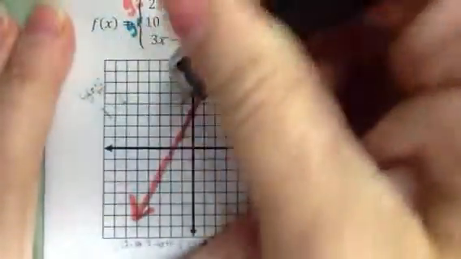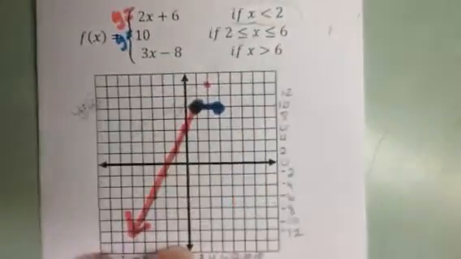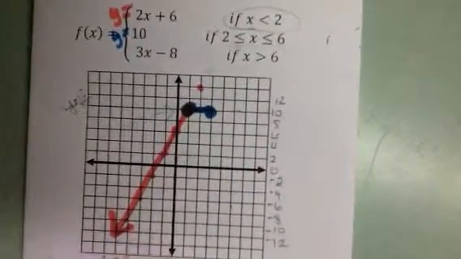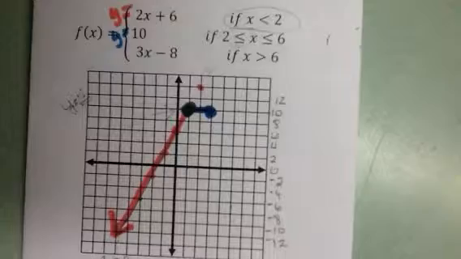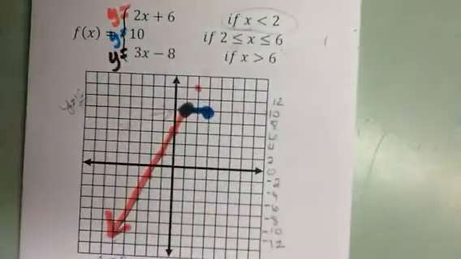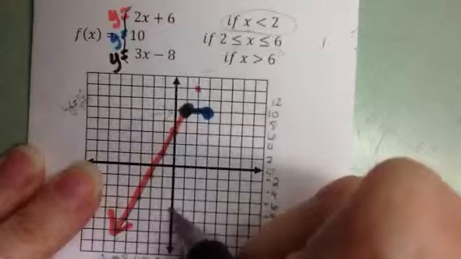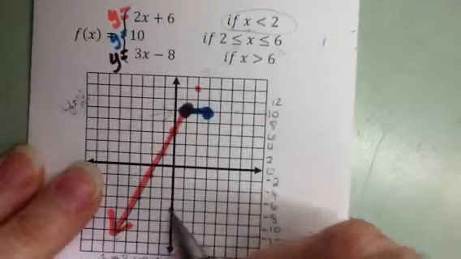So it doesn't really matter that we accidentally didn't make that open a minute ago. And then the last one, 3x minus 8, if x is greater than 6. So y equals 3x minus 8. Well, that line, we would go to negative 8. 2, 4, 6, 8. And our slope is 3.